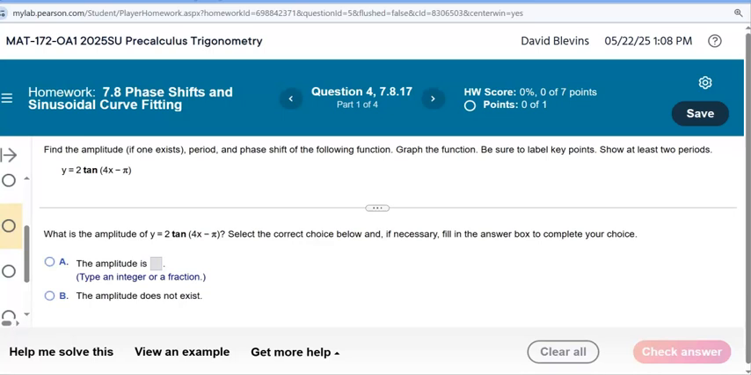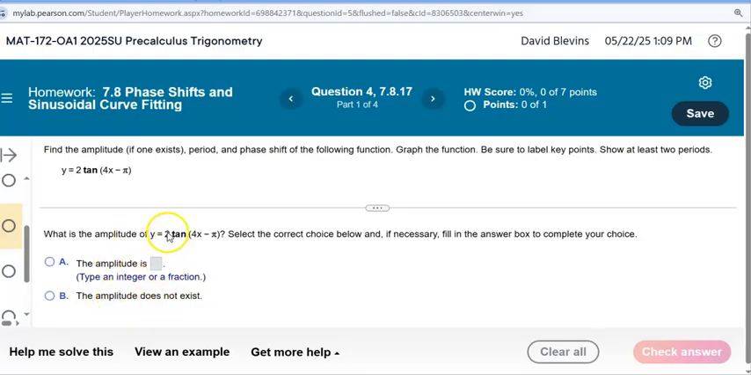Hey, trig class, we're going to look at this problem from the 7.8 homework set where we're graphing the tangent function. And the first question that it asks when we're graphing the tangent function is, what is the amplitude, if one exists? If you look, the choices here are "amplitude is" and "amplitude does not exist."